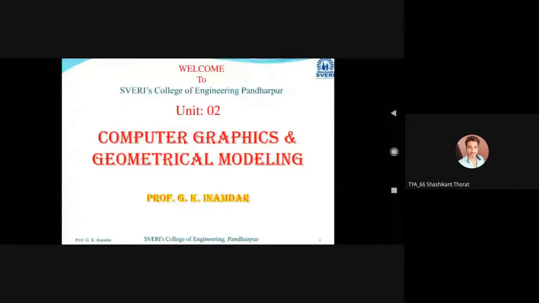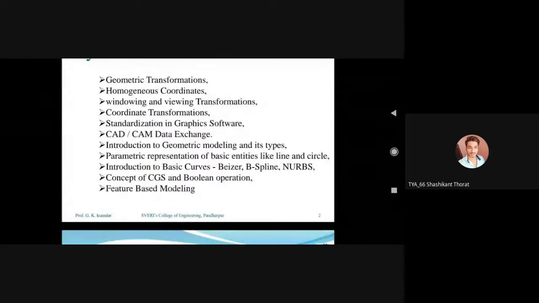What is actually the method of geometry transformation or any calculation or any drawing that happens inside the computer? All the study of this type is included in this chapter. So what is the syllabus of that chapter?